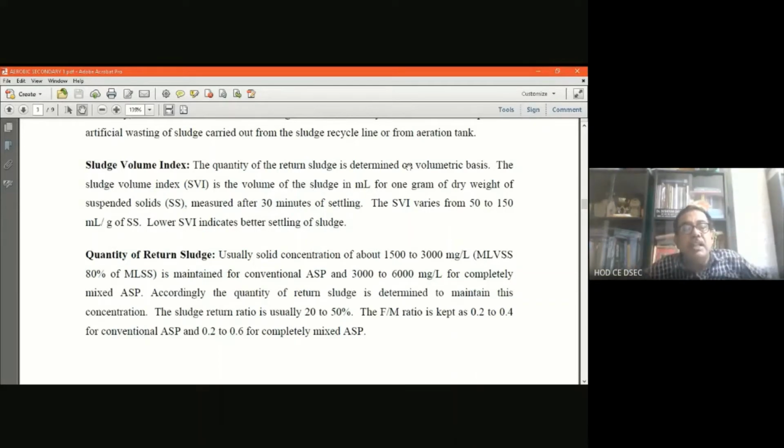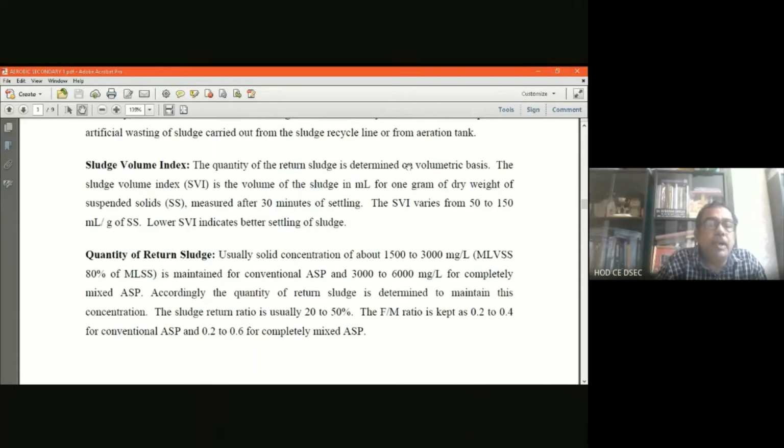Now the lower the sludge volume index, the better the settling of sludge. Why lower sludge volume index, better settling of sludge? Because lower sludge volume index means in the sludge volume the portion of the solid is more. That means the denominator is more, so SVI is less. Since the solid portion is more in the sludge volume, we can say that better settling of sludge is occurring.